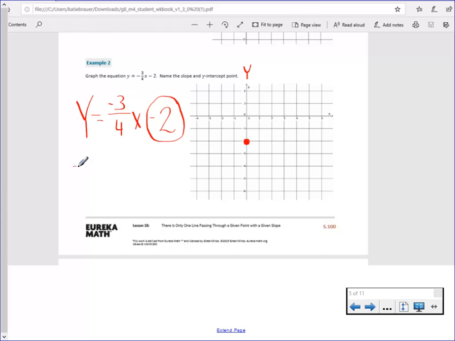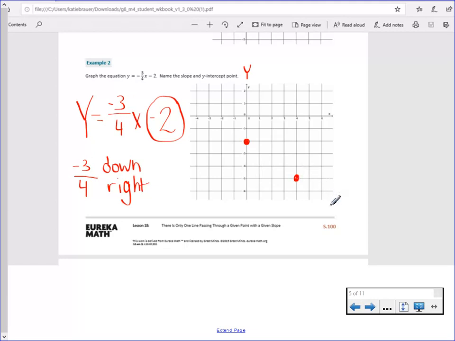From there, I have a slope. The number that's right in front of x is -3/4. The top number is negative, so that means I'm going down 3. The bottom number is positive, so I'm going to the right 4. So I'm going to put my pencil on the point that I already made, and I'm going to follow the instructions of my slope. I'm going to go down 1, 2, 3, and right 1, 2, 3, 4.